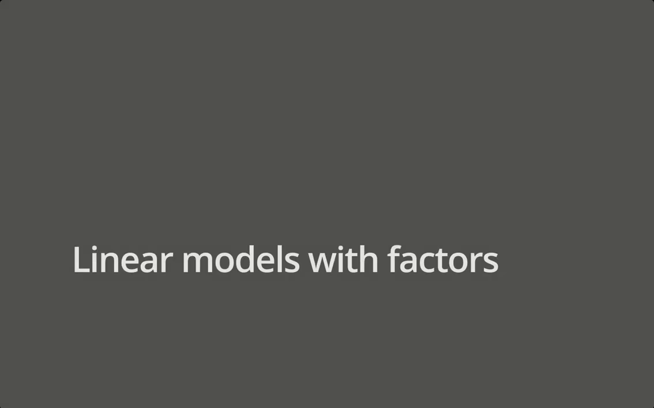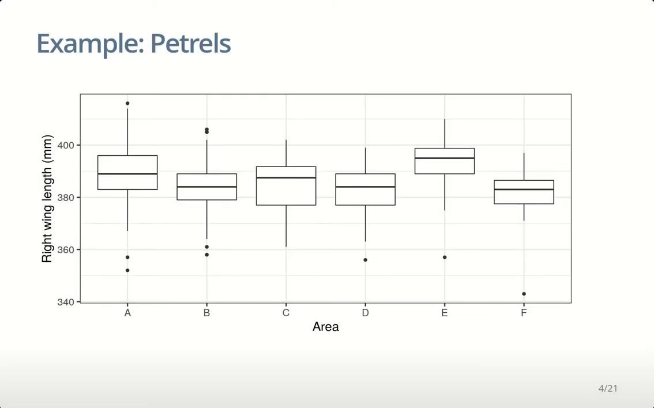So you remember from lecture 8 we were looking at linear models with factors, and we looked at the example of the Petrels dataset where we had the 6 different areas. From our box plot here we can determine that there does seem to be some difference in the average right wing length between the areas, with area E being the highest, followed by area A, and then all of the others being kind of similar.